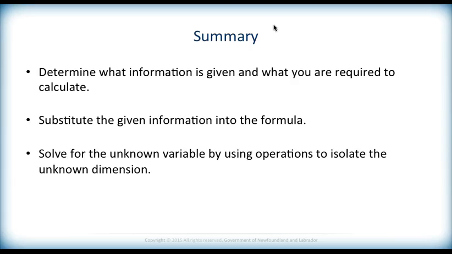In summary, when you are trying to find an unknown dimension, first determine what information is given and what you are required to calculate. Next, substitute the given information into the formula. Lastly, solve for the unknown variable by using operations to isolate the unknown dimension.